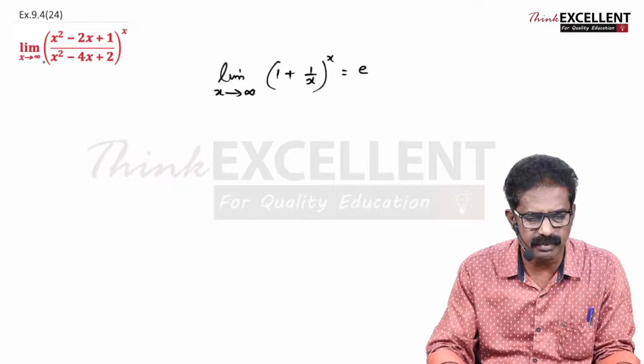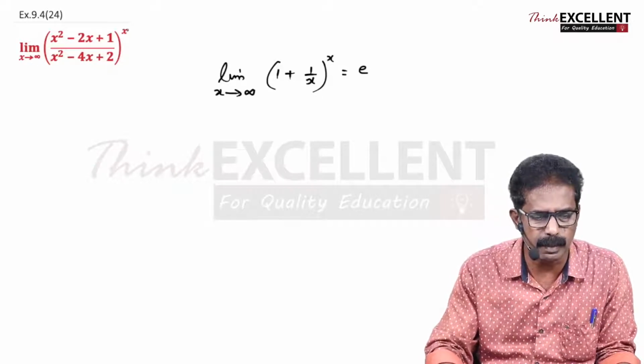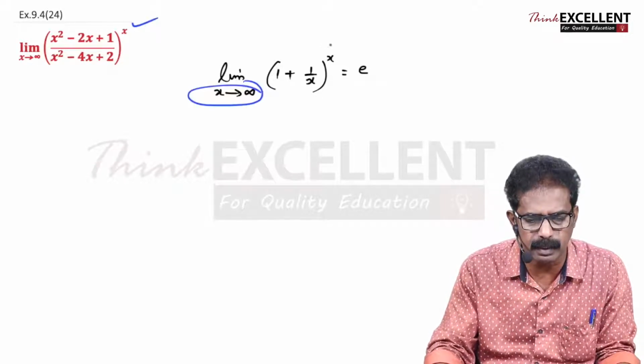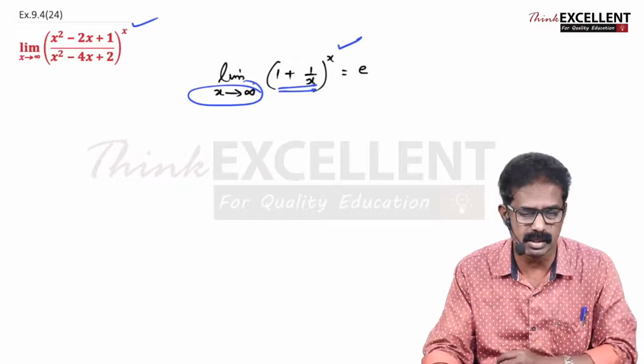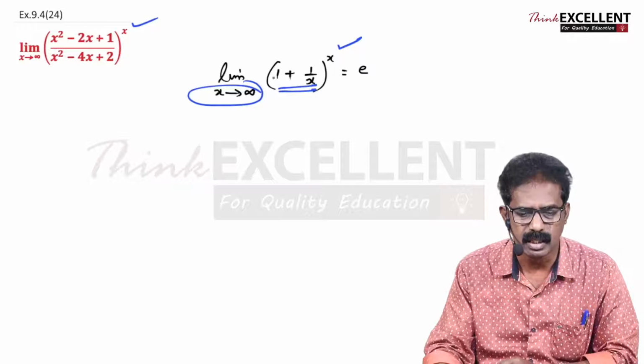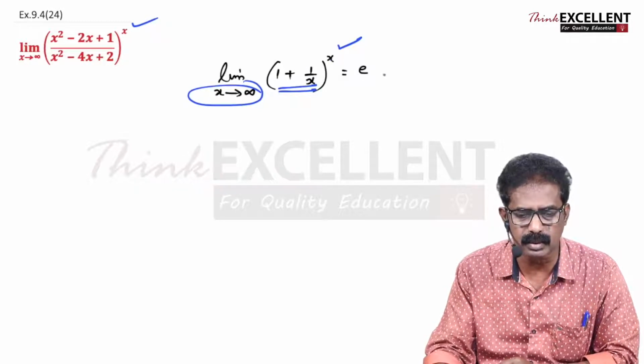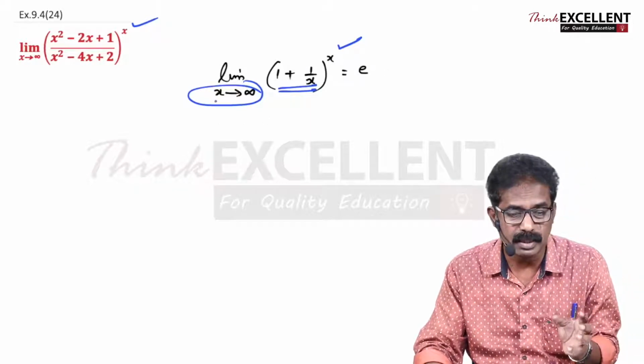Limit x tends to infinity, the power is x. When x tends to infinity and the power is x, this limit should come to your mind. In the first video I taught this type: limit x tends to infinity, x plus 1 by x raised to x equals e. Another similar result: limit x tends to 0.